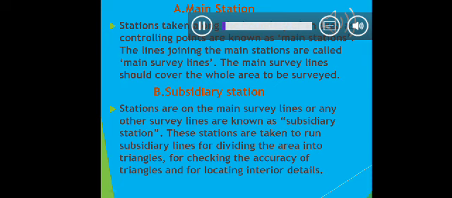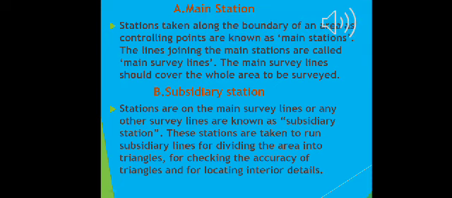Stations taken along the boundary of an area as controlling points are known as main stations. The lines joining the main stations are called main survey lines. The main survey line should cover the whole area to be surveyed. The main stations are denoted by circle, triangle, and with letters A, B, C, D, E.